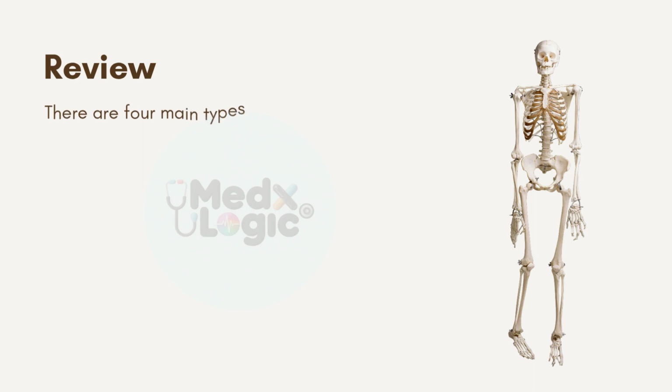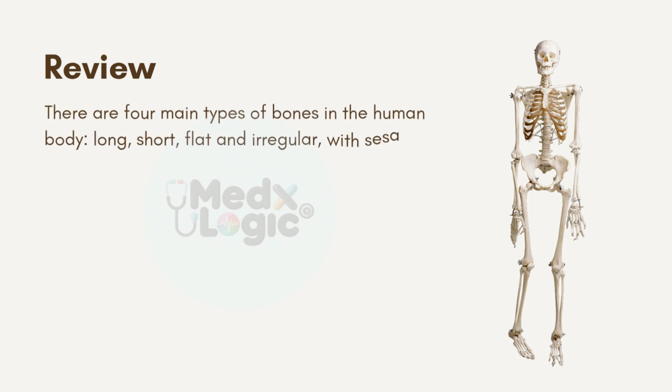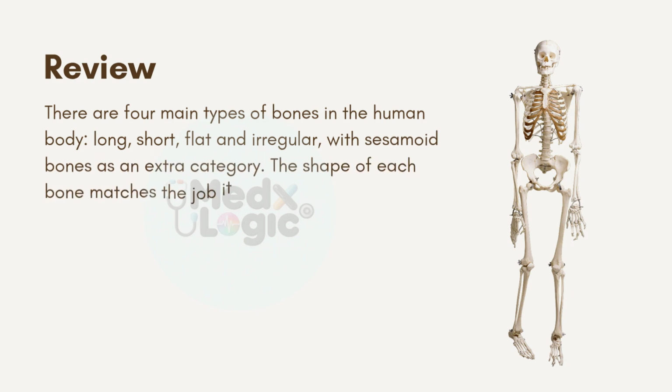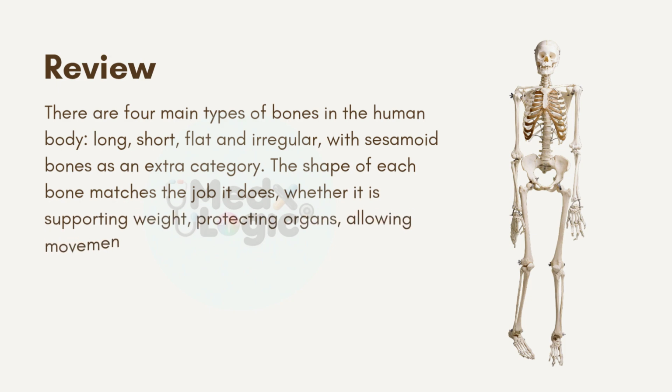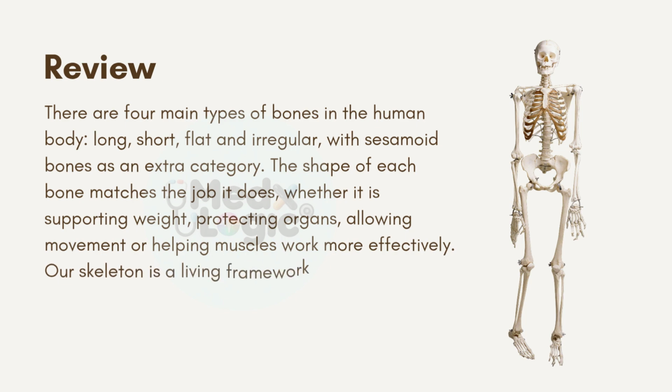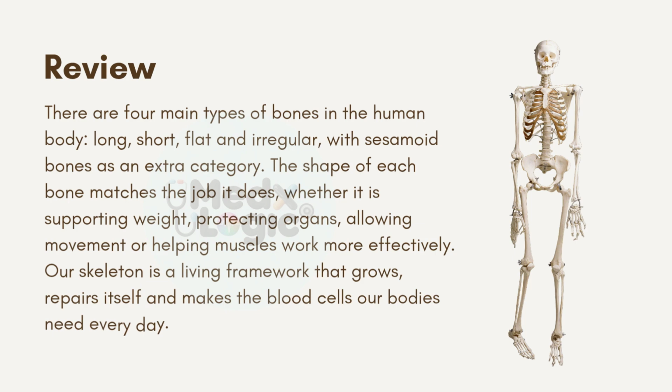In summary, the human body has four main types of bones: long, short, flat, and irregular, with sesamoid bones as an extra category. Each bone's shape matches the job it performs, whether supporting weight, protecting organs, enabling movement, or improving muscle function. Our skeleton is a living system that grows, repairs, and makes blood cells essential for life.